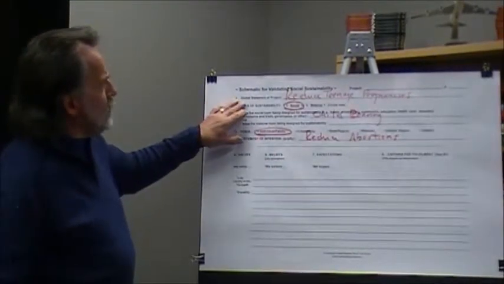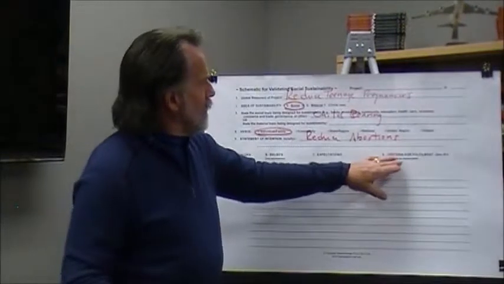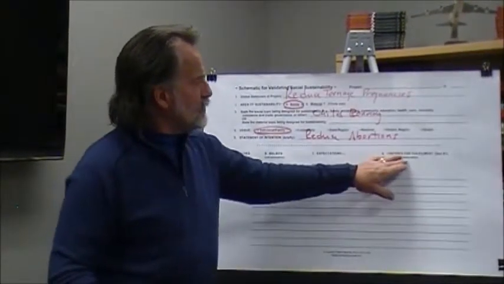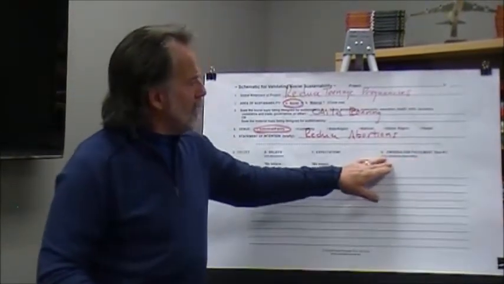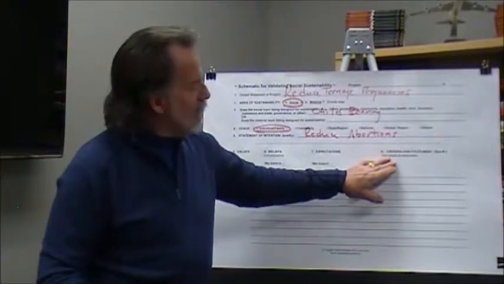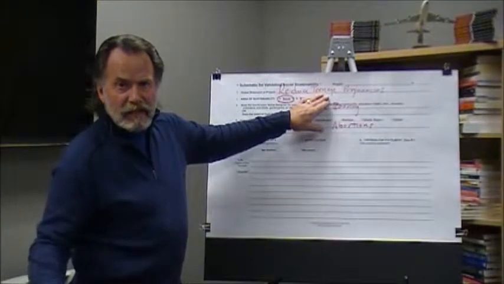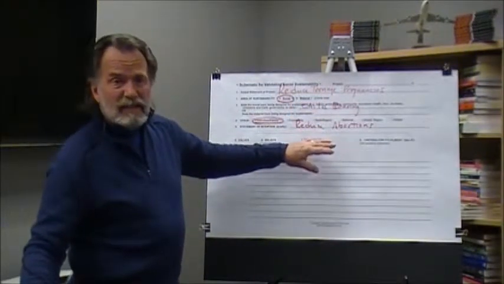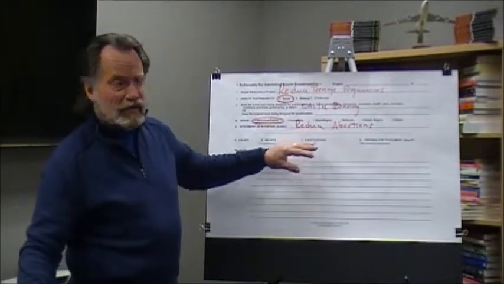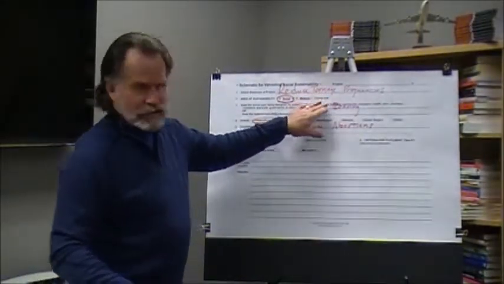Now, number 1 is connected to number 6. 6 says criteria for fulfillment. This should be measurable. Okay? How will we measure when we have reduced teenage pregnancies? This is where the rubber meets the road. This is the boots on the ground, so to speak. How do we know when we have accomplished this?